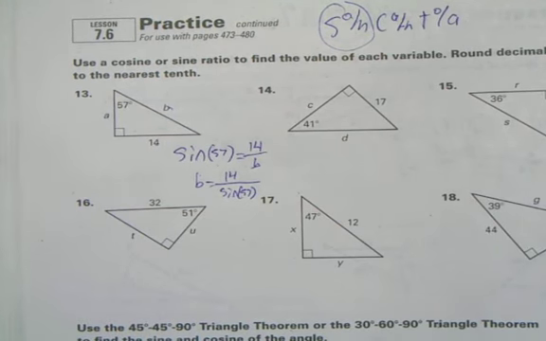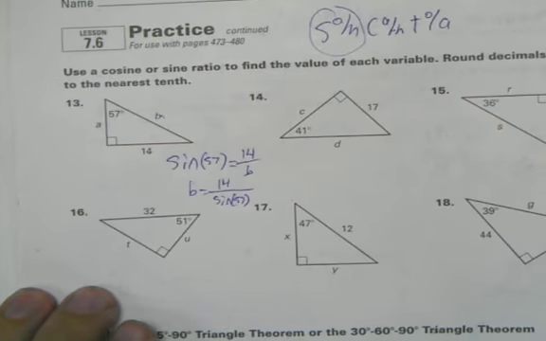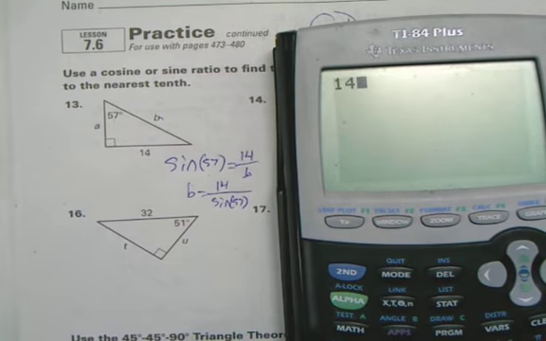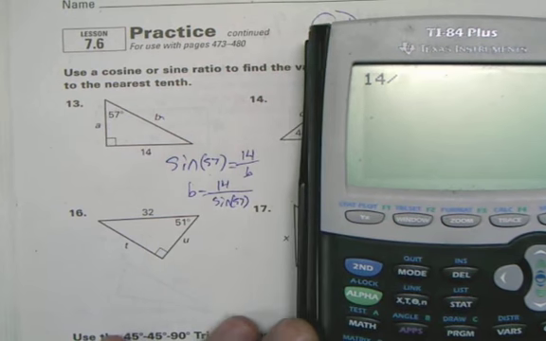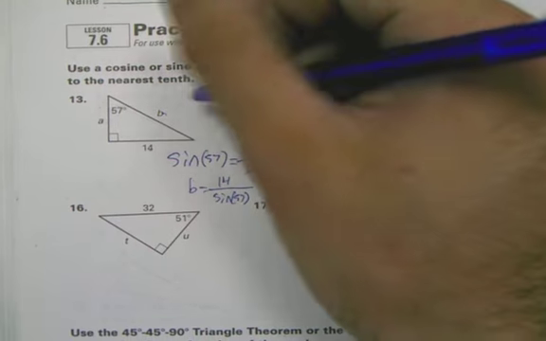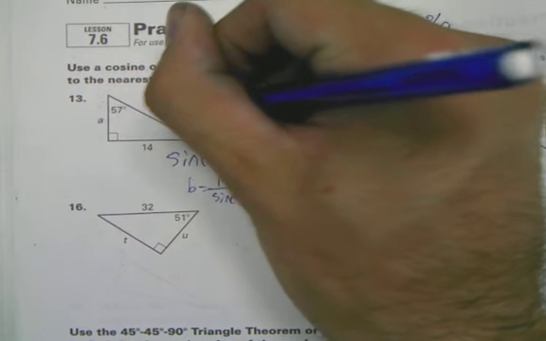Let's bust out our calculator and say that 14 divided by sine of 57 equals 16.6. And we get B equals 16.6.